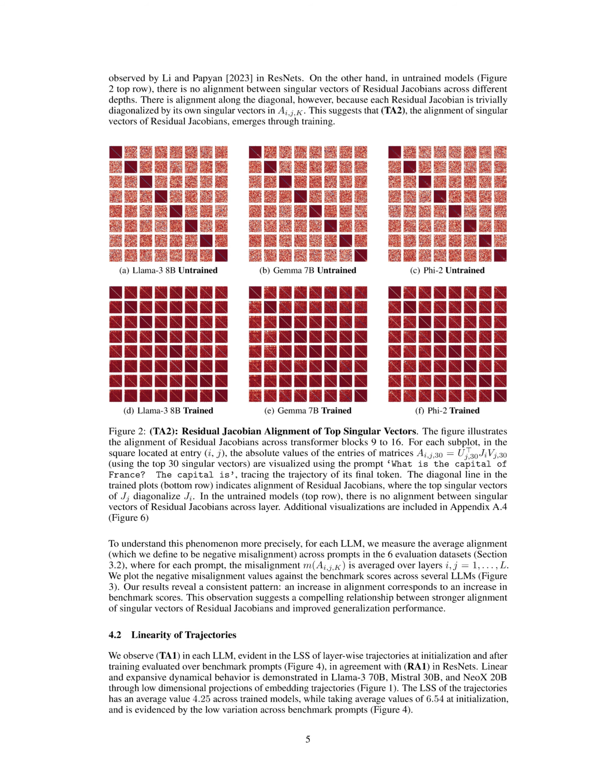Additionally, the average alignment, negative misalignment, across prompts in the evaluation datasets is measured, and the negative misalignment values are plotted against the benchmark scores across several LLMs. The results consistently show that an increase in alignment corresponds to an increase in benchmark scores, indicating a strong relationship between stronger alignment of singular vectors of residual Jacobians and improved generalization performance.